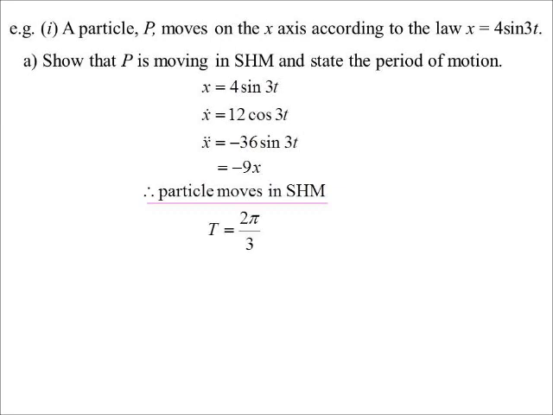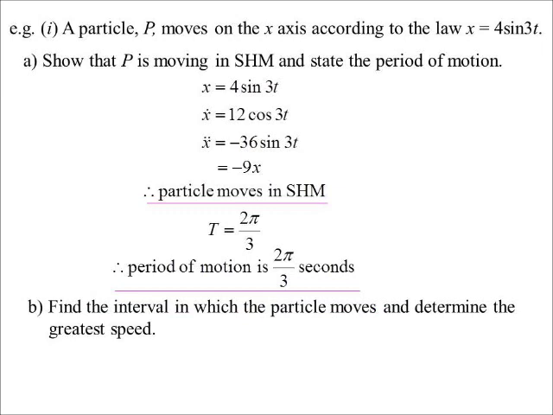Okay, state the period of the motion. Well, it'll be 2 pi on 3, because remember, it's minus n squared x, or another way of looking at it is it was sine nt, so n is 3. So 2 pi on 3 seconds, although they haven't told me it's seconds, I'm just assuming it is.